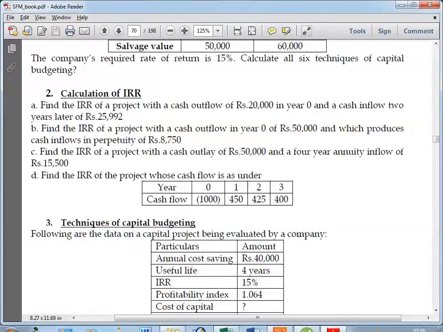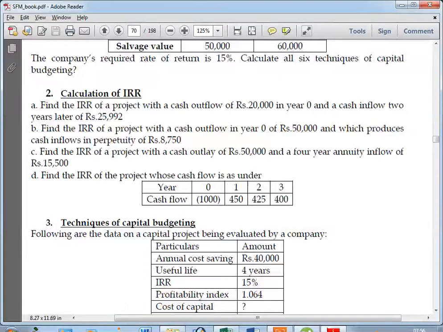Again I'll explain. 15,500 into 4, because it's the same amount for 4 years, minus 50,000 is the total PAT for a period of 4 years. This divided by 4 is the average PAT, which is 3,000. Average investment is 25,000 and ARR is 12%. None of this will come in your notebook. You're not going to write any of this. This has to be done in the calculator. What is 2/3 of that?